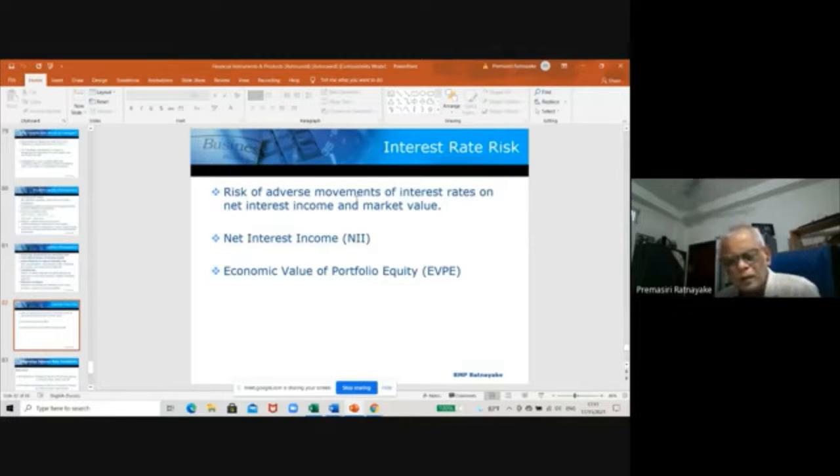So higher the net interest income, higher the profitability, but you run the risk of losing customers on either side when you do not maintain NII at par level to the market rates. Economic value of portfolio equity: the portfolios must be maintained with sound economic value of portfolio equity.